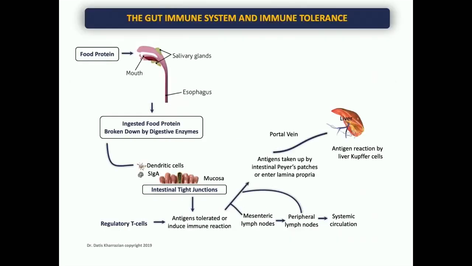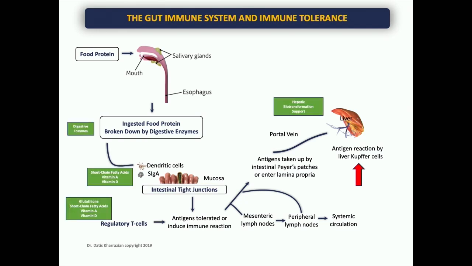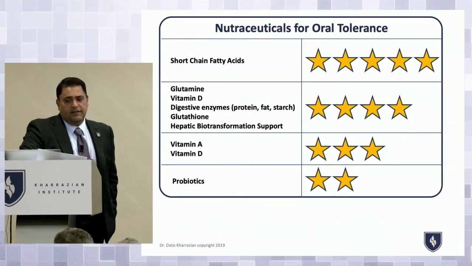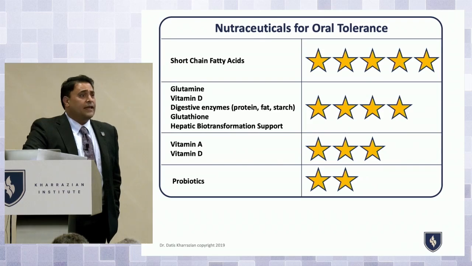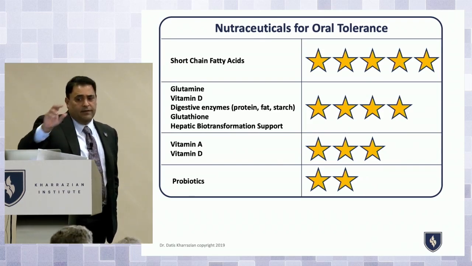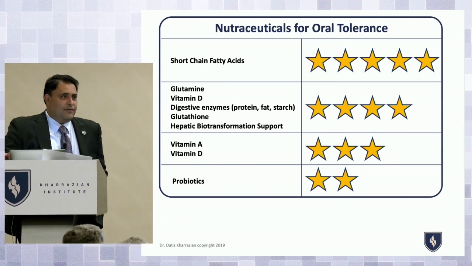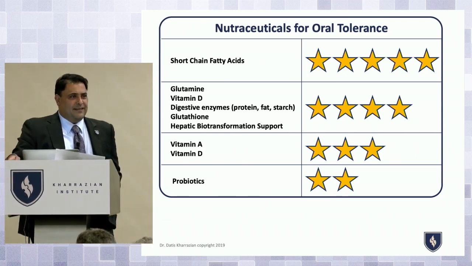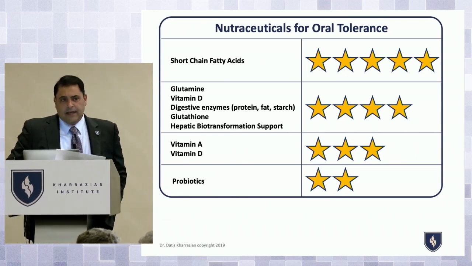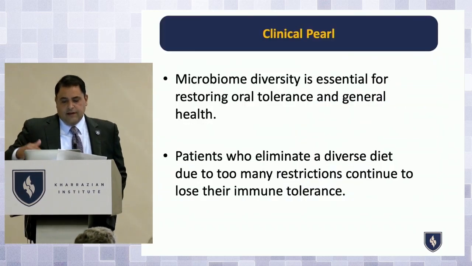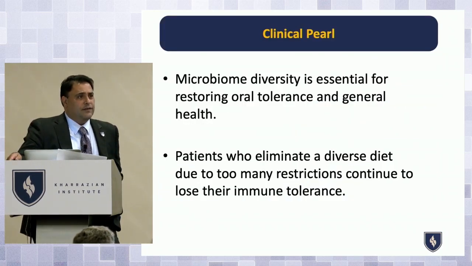When you're looking at these supplements, if you want to support them, this is the key thing right here. Number 1 is short-chain fatty acids. Glutathione, intestinal antioxidants, A and D, digestive enzymes, because they've got to break down those proteins to polypeptides. And probiotics are the least effective. I mean, they're effective, but they're the least effective. Okay. Now, the big thing to remember, though, is that microbiome diversity is essential for restoring oral tolerance.